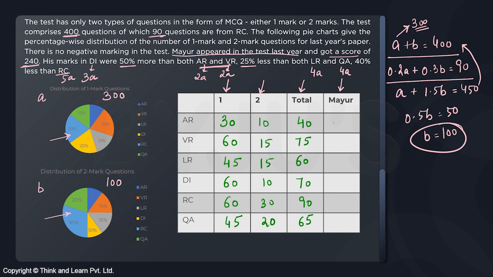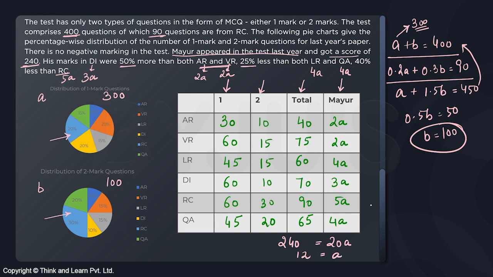So by that logic, I can say Mayur's score in AR is 2A, in VR is 2A, in LR it is 4A, in DI it is 3A, in RC it is 5A, and in QA it is again 4A. That makes his total score 2 plus 2, 4 plus 4, 8 plus 3, 11 plus 5, 16 plus 4, that is 20A, but his total score is already given as 240. What does that mean? That means A is equal to 12.